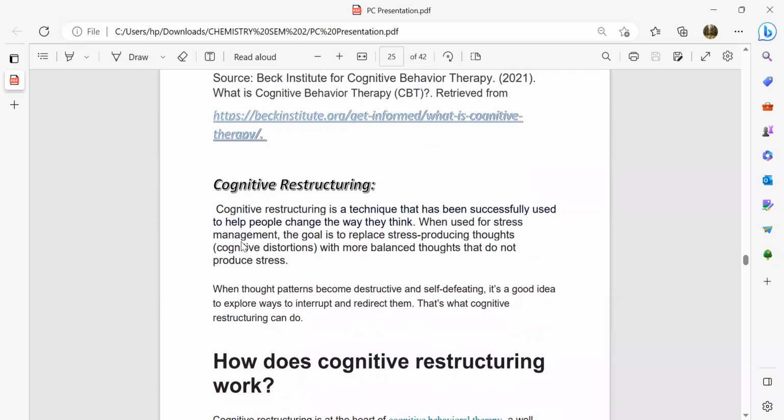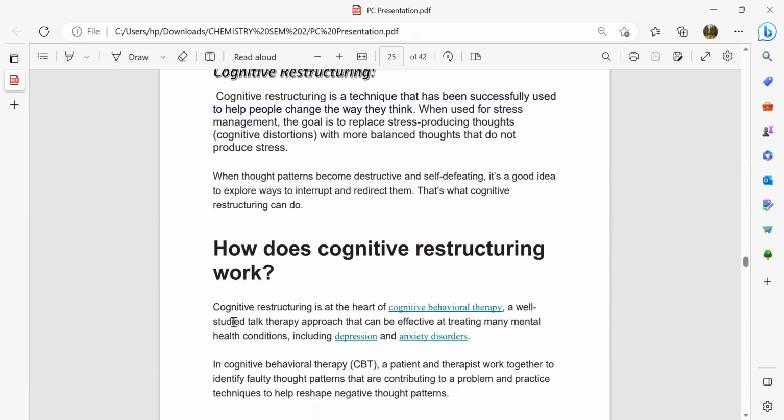Now, coming to the next thing, cognitive restructuring. It is a technique that has been successfully used to help people change the way they think. When used for stress management, the goal is to replace stress-producing thoughts with more balanced thoughts that do not cause stress. When negative patterns become destructive and self-defeating, it's a good idea to explore ways to interrupt and redirect them. That's what cognitive restructuring does.